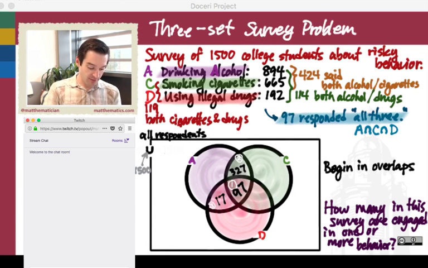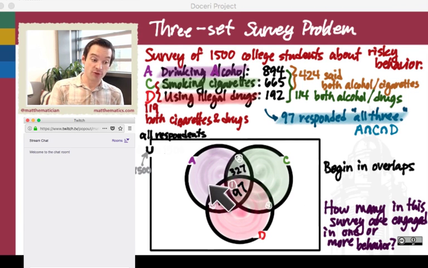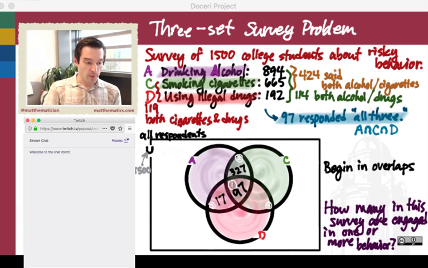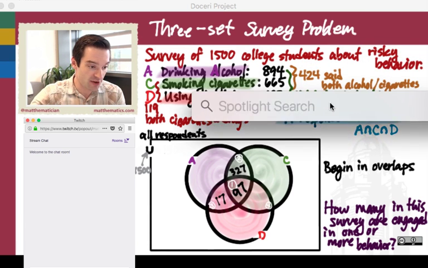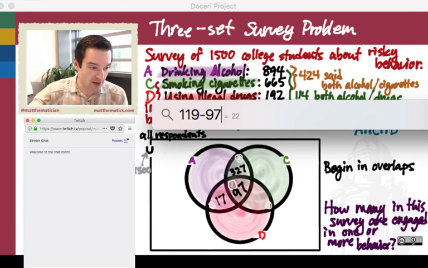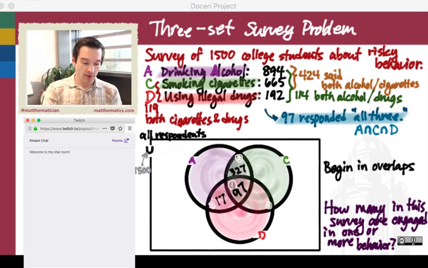And then last but not least, the remaining double intersection, so the fourth place that I'm going to go in my analysis is over here. These are the people who smoke cigarettes and use illegal drugs, but who don't drink alcohol. Well, we know in the survey that there were 119 people that said that they were part of both C and D, cigarettes and drugs. But 97 of those people are in the all three category, so we'll take those 97 away. 119 minus 97, and that'll be how many people do just cigarettes and drugs. 22. So there's 22 people in our final double intersection here.